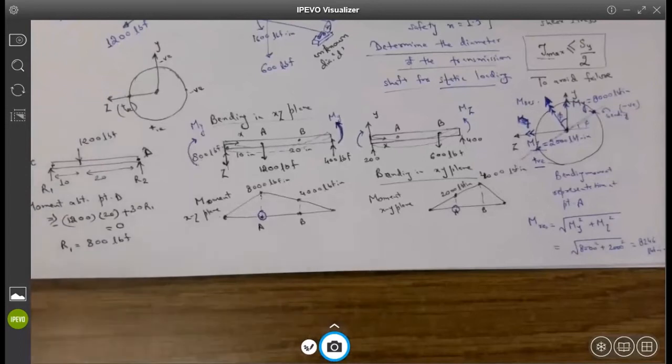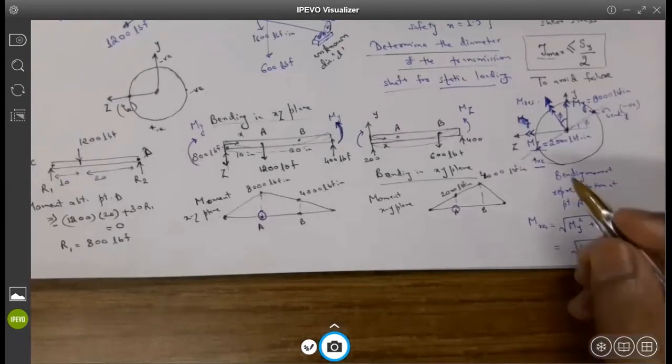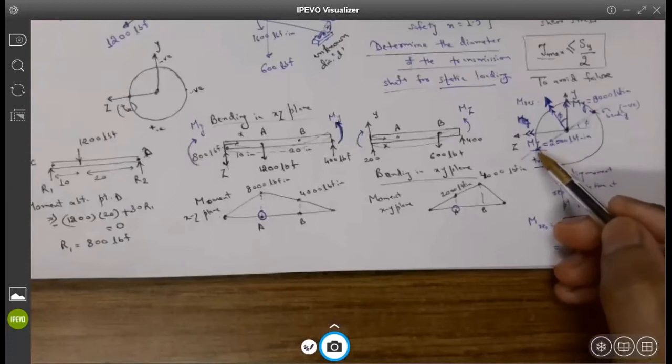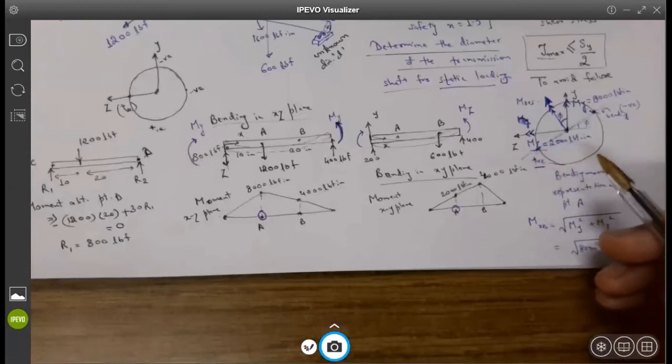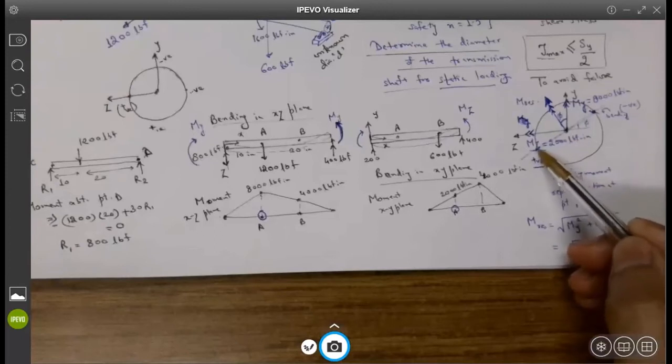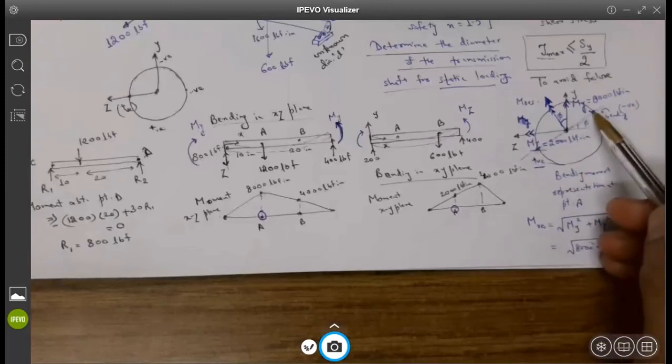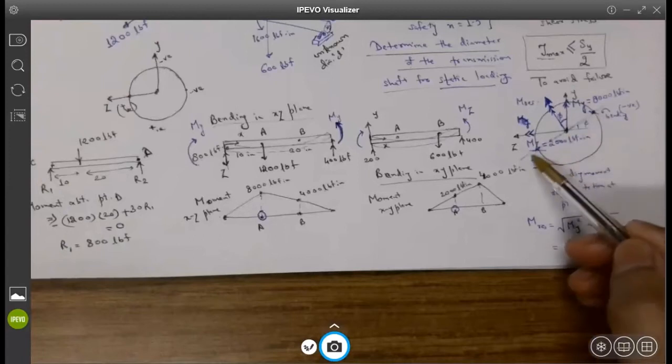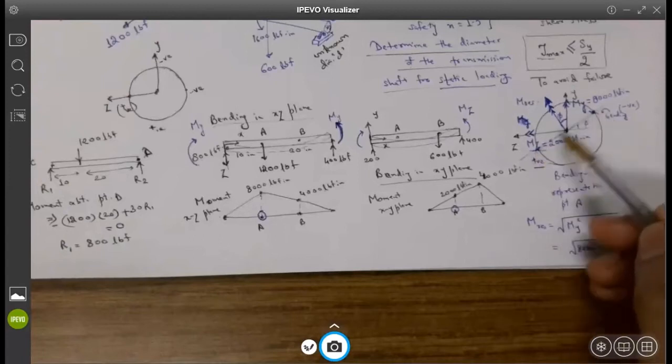Are you guys following it, or if there are any questions, guys? Did you say it's positive because it's in tension? Yeah, this point will be in tension and this point will be in compression. And these are the points where the maximum bending would be occurring.